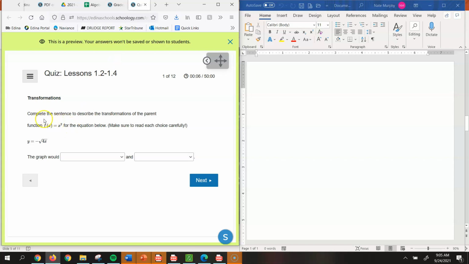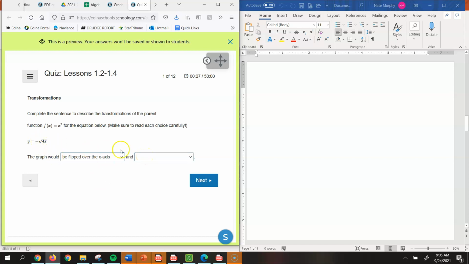All right, so for the first one that I have here, it says complete the sentence to describe the transformation of the parent function, f of x equals, oops, I forgot to change that. This is supposed to be the square root of x. So obviously the parent function here is the square root of x, not x squared. But since we have a negative outside the parent function, that means it's going to flip over the x-axis. Flipping it over the x-axis is flipping it vertically.